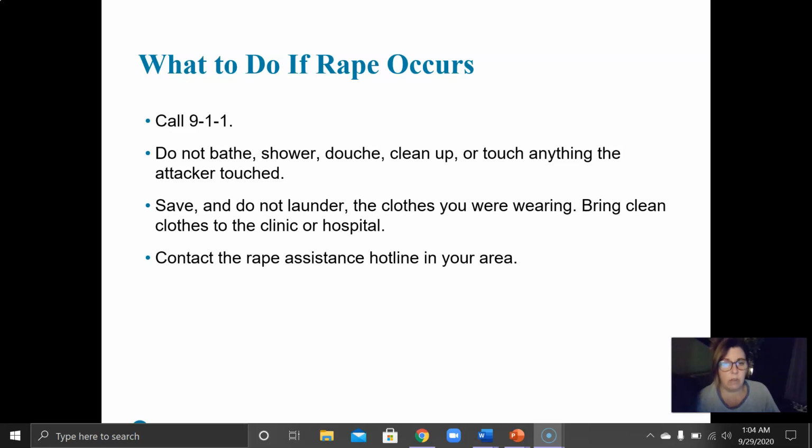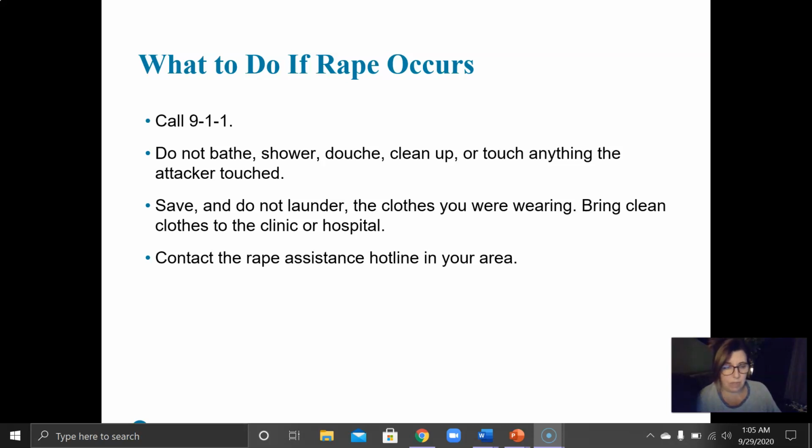In the event of rape occurring, it's important to call 911 and not clean yourself. The survivor of a rape attack should not bathe, shower, douche, or clean themselves, because that's part of the evidence collection that needs to happen in order for the perpetrator to be brought to justice. Save the clothes that you are wearing. Don't launder them. Bring them with you to the clinic or the hospital.